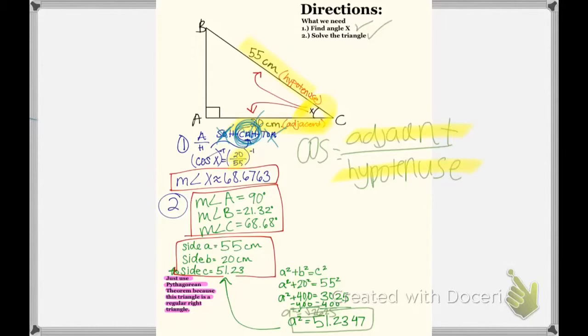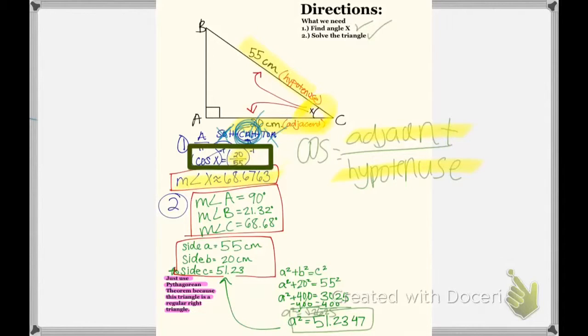There are two things you should remember when you plug this into the calculator. The first thing you should remember is to set your calculator on degree mode. And the second thing to remember is to hit second cosine because you are finding the inverse since this is an angle you are trying to get. So, after entering this into the calculator, you get that the measure of angle X is about 68.6763 degrees.